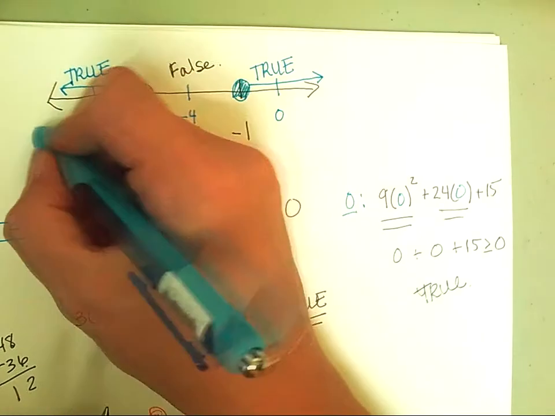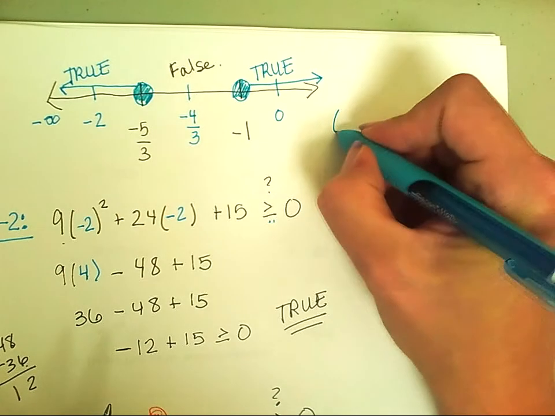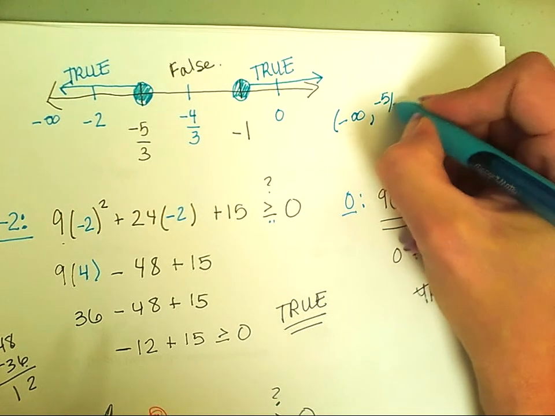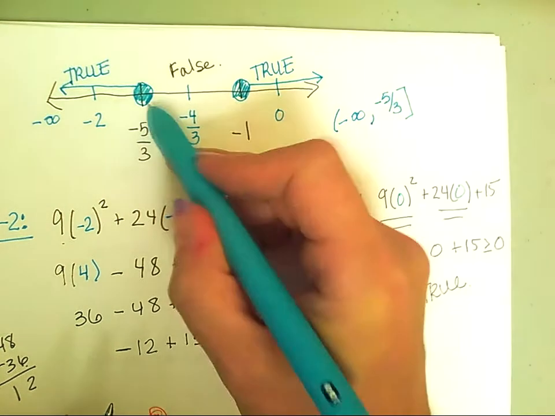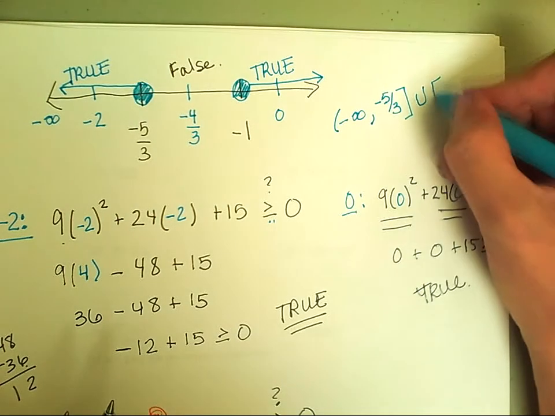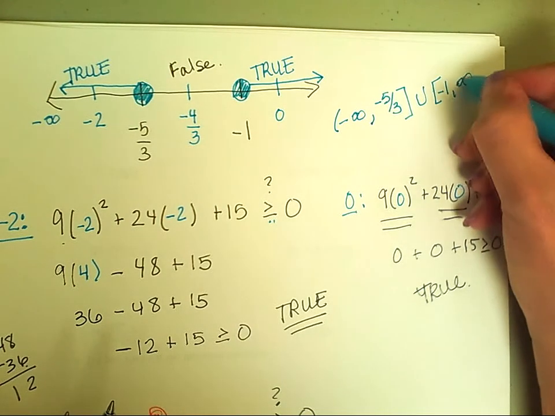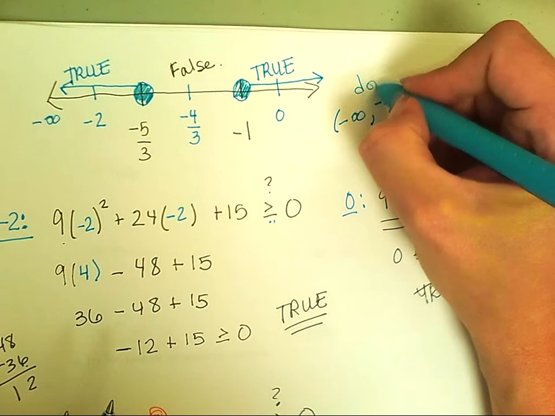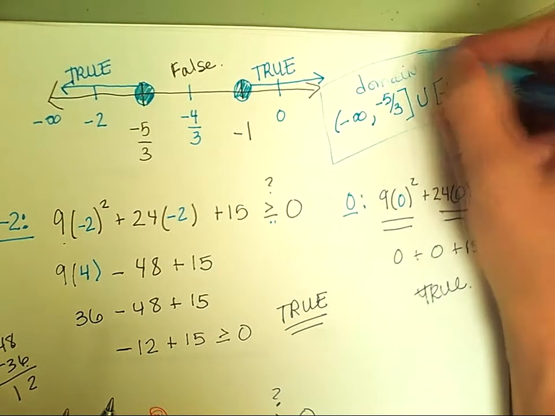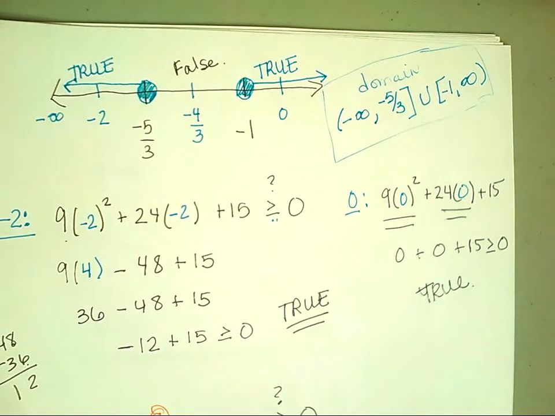And now we know the domain of our composed function. So the domain goes from negative infinity to negative 5/3. We can include that because of the equality. And then it's true again from negative 1 up until infinity. So this is the domain of our composed function.